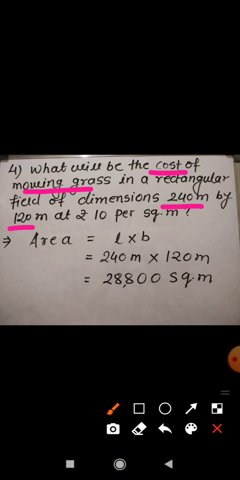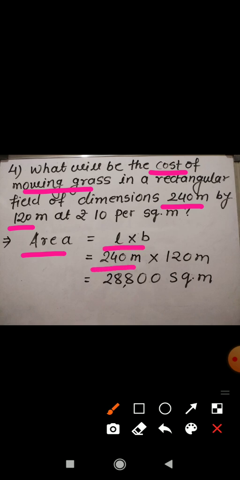Now what do you mean by mowing? Mowing means घसना या फिर कट करना. Mowing grass in a rectangular field, it means here we are particularly talking about the surface of the rectangular field, right? Surface, or we can say that amount of space. And amount of space is nothing but area. Hence, to find the cost of mowing grass in a rectangular field, first we have to find out the area of a rectangular field. And area of a rectangular field is equal to length into breadth.